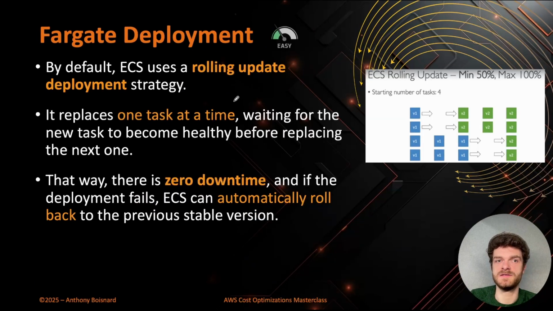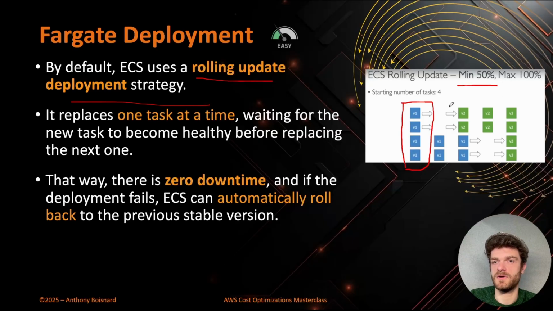Fargate deployment. By default, ECS uses a rolling update deployment strategy. What is it? For example, you have 4 tasks here in your application version and you want to deploy a new version. Here, minimum 50% will be retained, meaning 2 of 4 will move to version 2, and 2 of them will stay. And when your health check is working for those 2 new versions, then the other ones will become version 2 and the deployment will be finished.